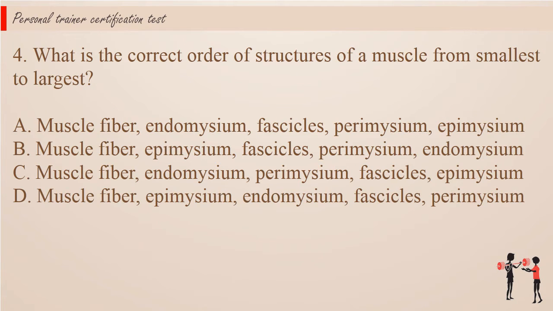Question 4. What is the correct order of structures of a muscle from smallest to largest? A. Muscle fiber, endomysium, fascicles, perimysium, epimysium. B. Muscle fiber, epimysium, fascicles, perimysium, endomysium. C. Muscle fiber, endomysium, perimysium, fascicles, epimysium. D. Muscle fiber, epimysium, endomysium, fascicles, perimysium.